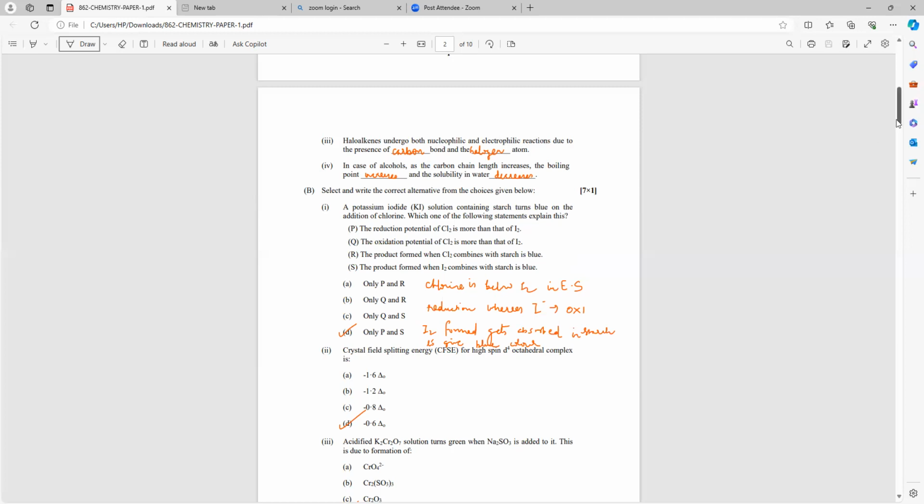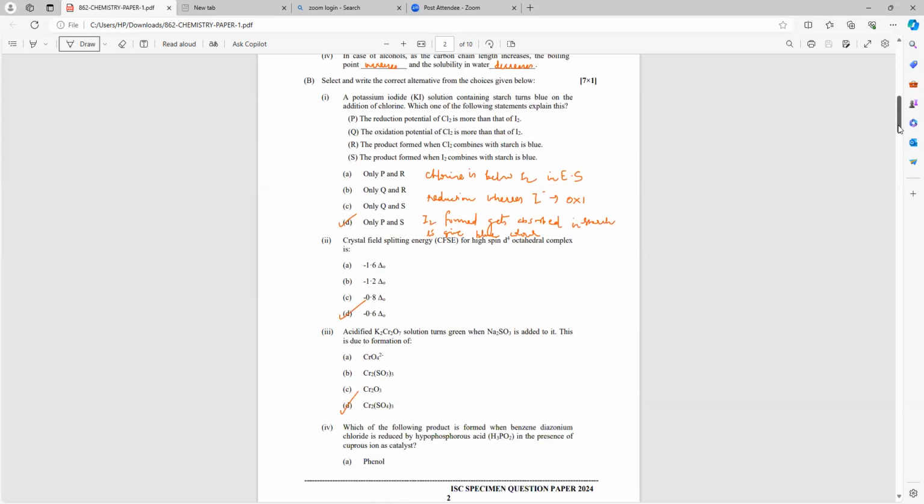Crystal field splitting energy for high spin d4 octahedral complex: again, the option is D. Answer is minus 0.6. Third, acidified K2Cr2O7 solution turns green when Na2SO3 is added to it. This is due to the formation of, again option D is the correct answer, Cr2(SO4)3.